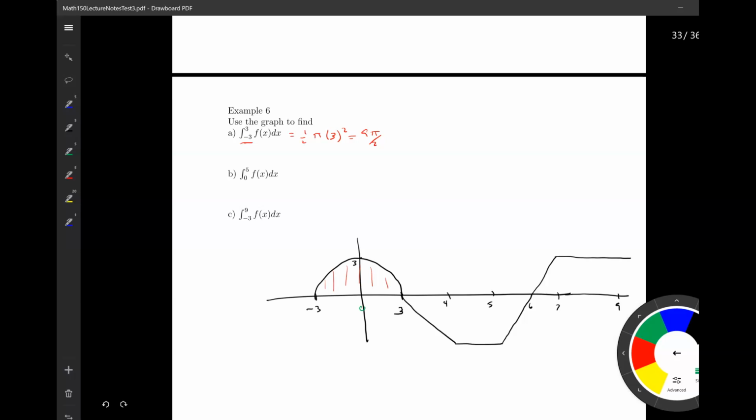So here's 0 and here's 5. Okay, so I'm looking at this area here, this area here, and this area here. All right, so this first area is a quarter circle. So I have 1/4 pi r squared. Oops, r is 3. 1/4 pi r squared. Okay, and it's above the x-axis.